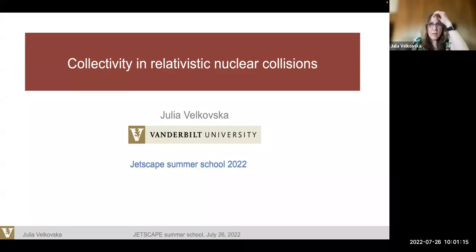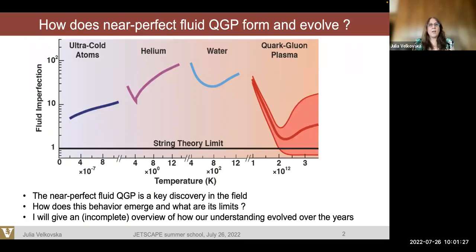Thank you to the organizers for inviting me to speak about my favorite topic, which is collectivity in relativistic nuclear collisions. What I'm going to address today is the perfect fluid property of the quark gluon plasma, which is a key discovery in our field.